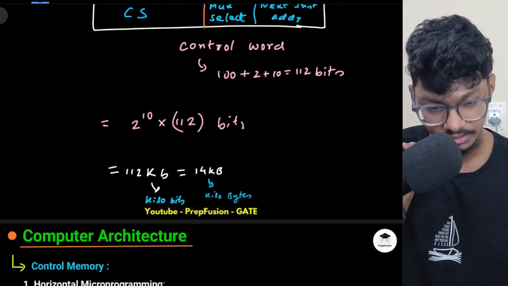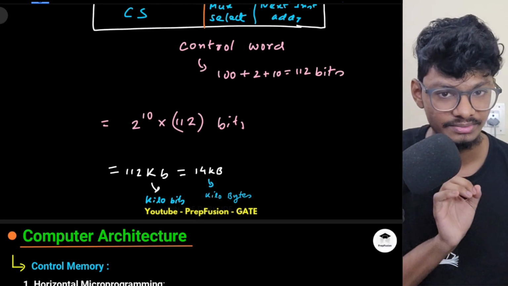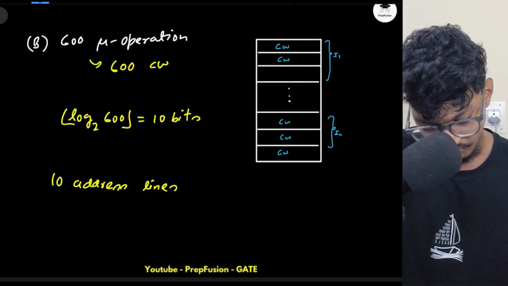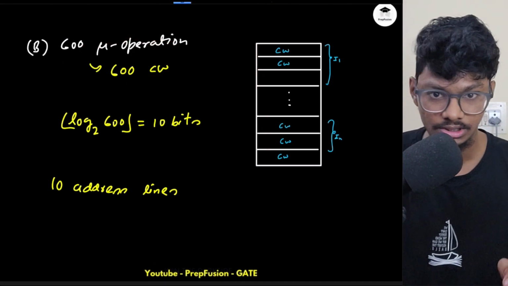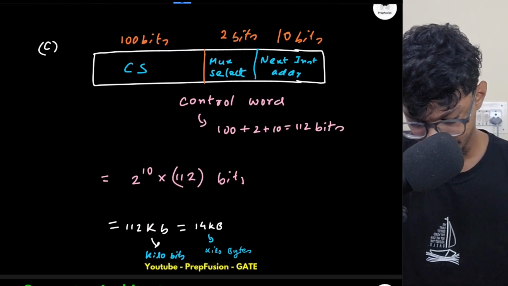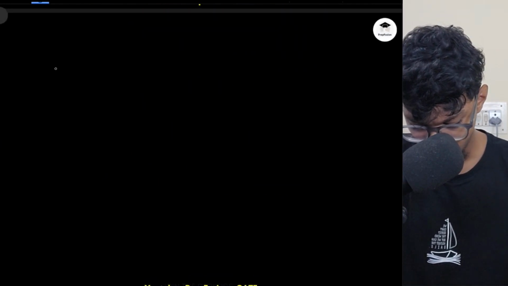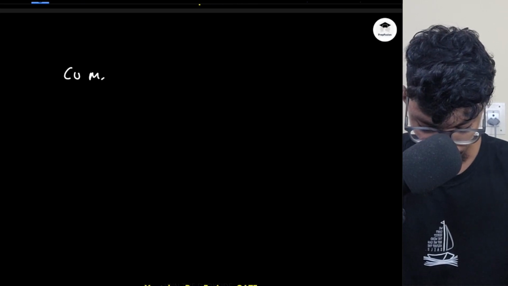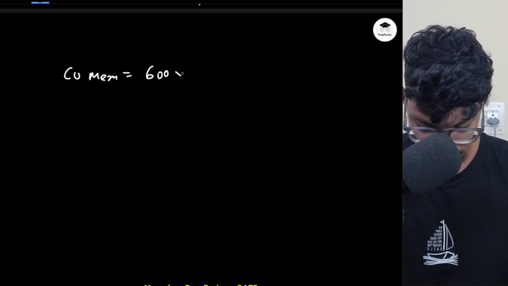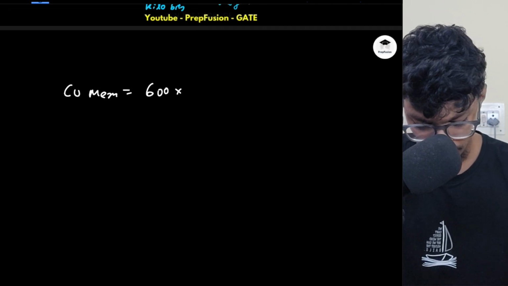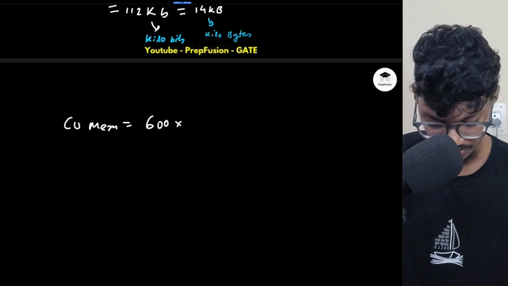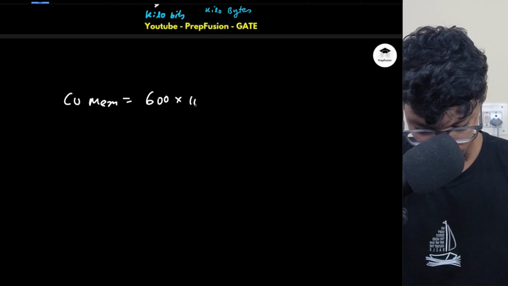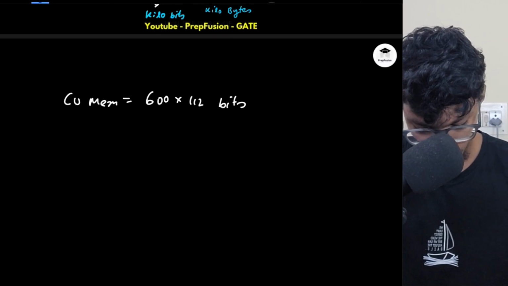And one more thing I want to warn you about: don't make this silly mistake. I have only 600 micro operations, so I will have only 600 of these control words, and I'll simply multiply the memory. Control unit memory, you will do 600 times, how many bits does each control word contain? Total 112 bits. This will be totally wrong.